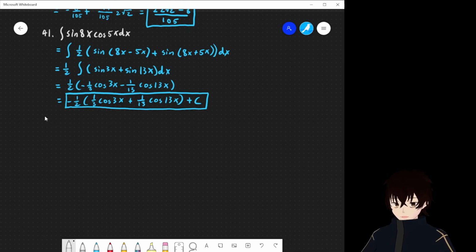But next up, we shall have number 45. 45 would like to know the integral from 0 to pi over 6 of 1 plus the square root of 1 plus cosine of 2x dx. I kind of recognize this.